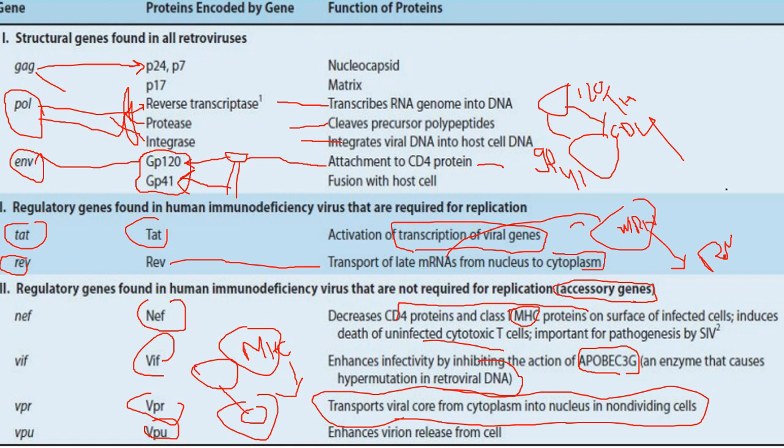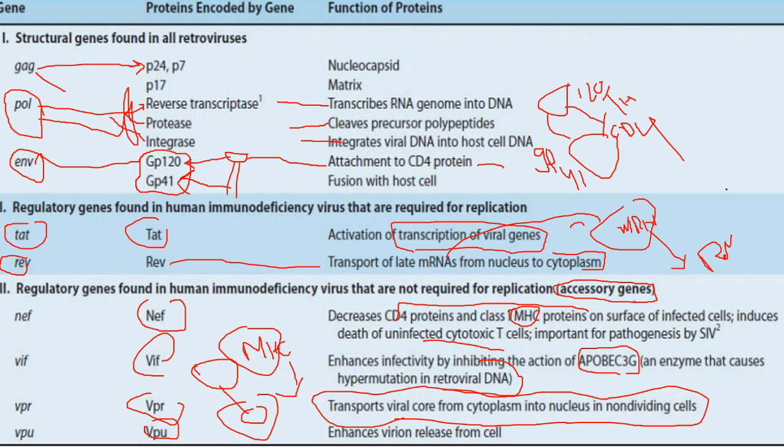Now, genes found in the human immunodeficiency virus that are not required for replication are called accessory genes. Accessory genes are those that are not required for replication but are required for pathogenesis. One of these genes is called NEF. NEF decreases the CD4 protein and class 1 MHC protein on the surface of the infected cell, and induces death of uninfected cytotoxic T cells, which is important for pathogenesis.